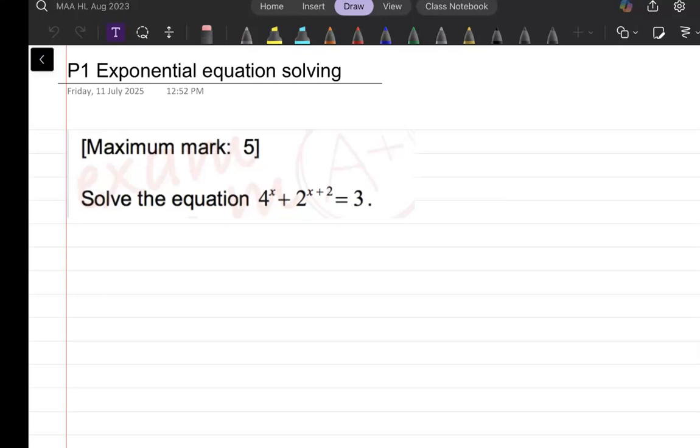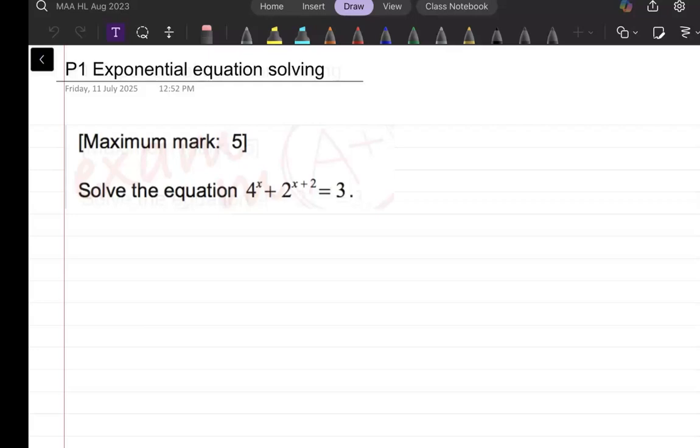So this is the exponential equation which we have to solve. Solve the equation 4 raised to x plus 2 raised to x plus 2 is equal to 3. Now what you need to do in this case is use the law of indices and also the laws of logs for this.